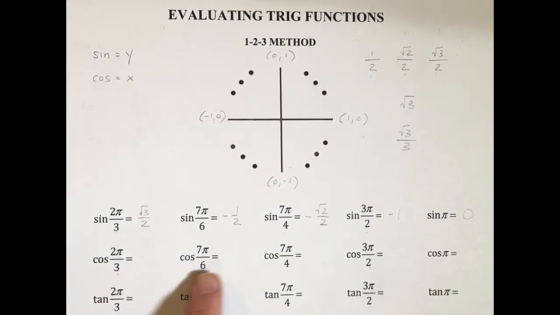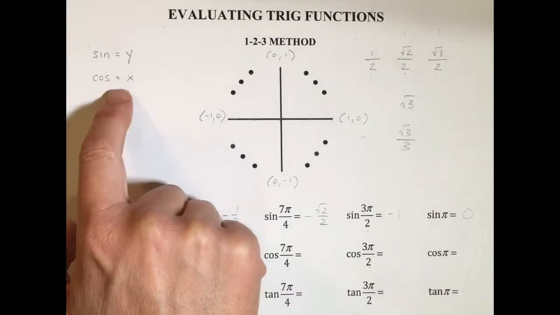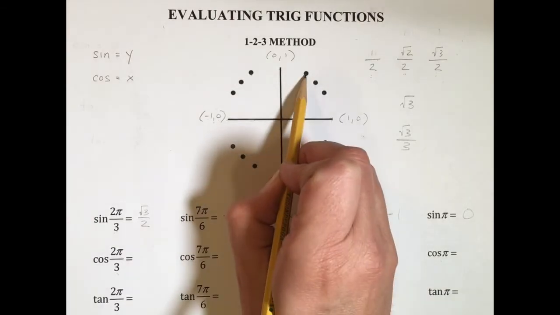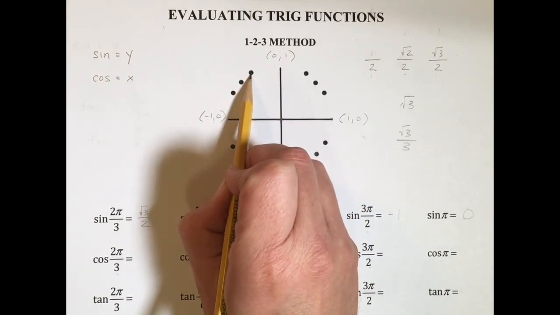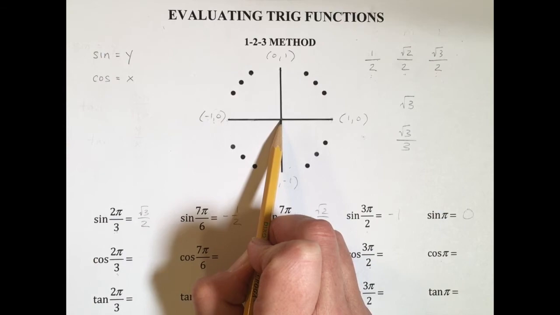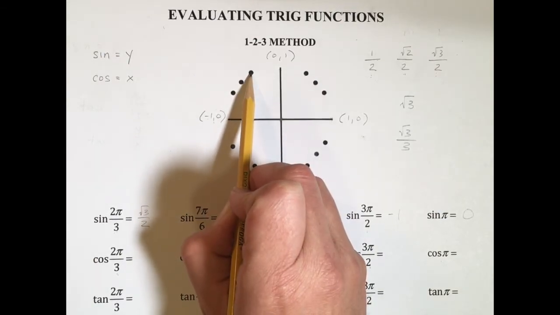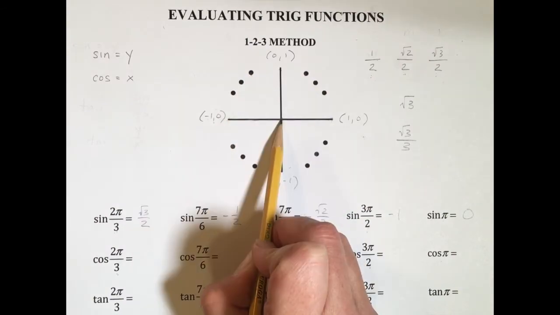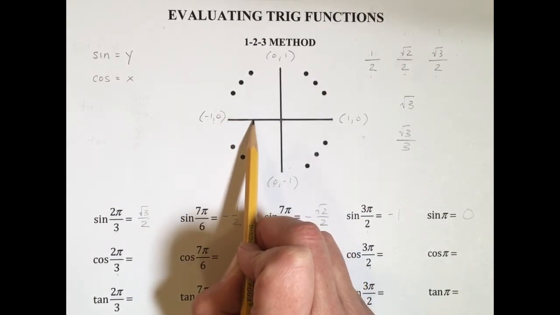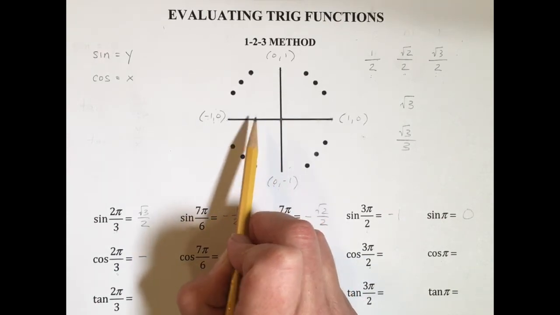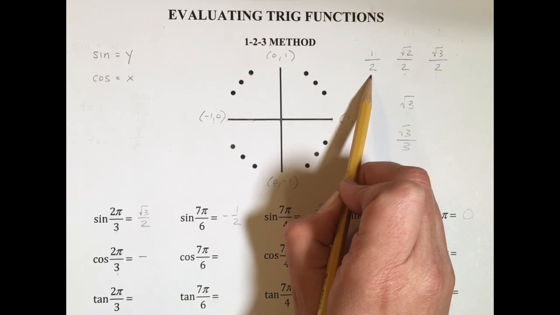When we evaluate cosine of an angle, we're concerned with the x value, or how far left or right we go. Let's spin to 2 pi over 3. 1 pi over 3, here's 2 pi over 3. To get to 2 pi over 3, you would go to the left a short distance and up a large distance. But we're only concerned with the x value, or how far left or right we go. We go to the left, so it's negative. And we only need to go to the left a short distance, so it's negative 1/2.